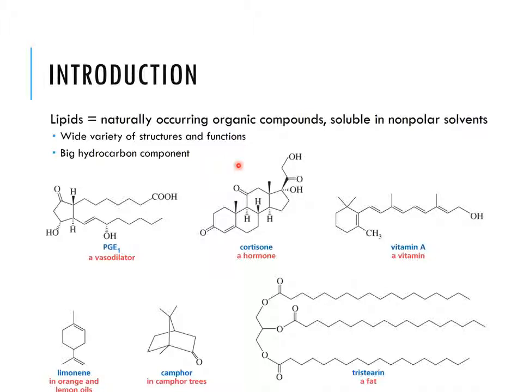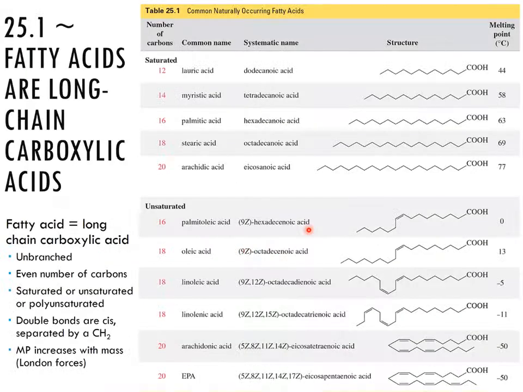And so that big hydrocarbon component can come from a ring system like the steroids, or it can come in the form of long chains, like down here in this fat molecule. And so we see it in a wide variety of options, which is why there's so many categories and so many subcategories. So we're going to start with fatty acids. And like the name suggests, they are carboxylic acids with a long hydrocarbon chain.